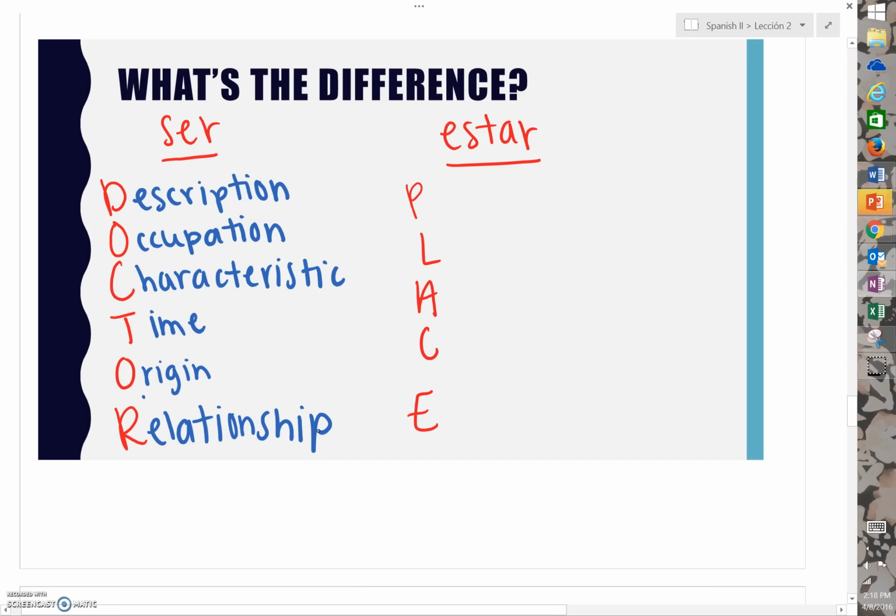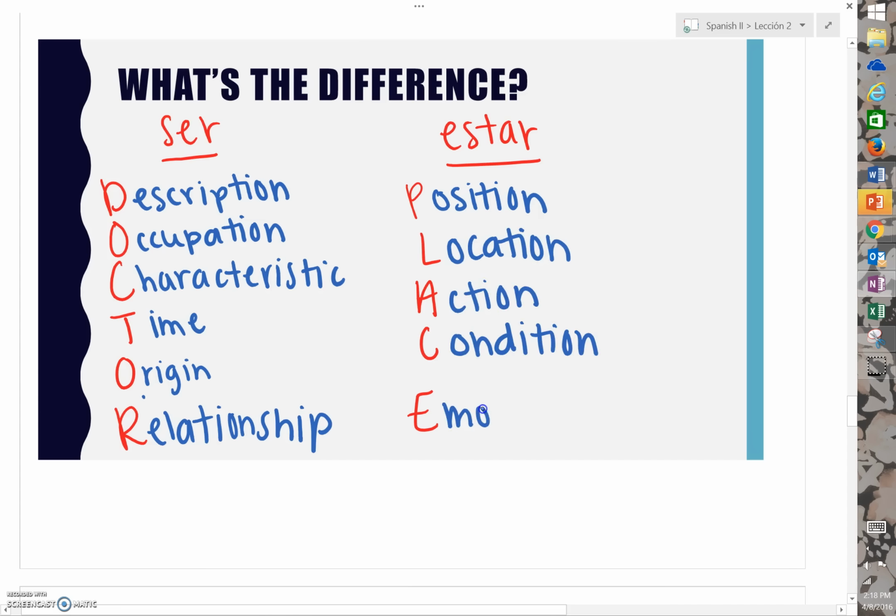For estar, we learned PLACE: position, location, action, condition, emotion. We also learned a little rhyme to help us remember estar, and that is, for how you feel and where you are, always use the verb estar. We see ser as a more permanent state, and estar is much more temporary.